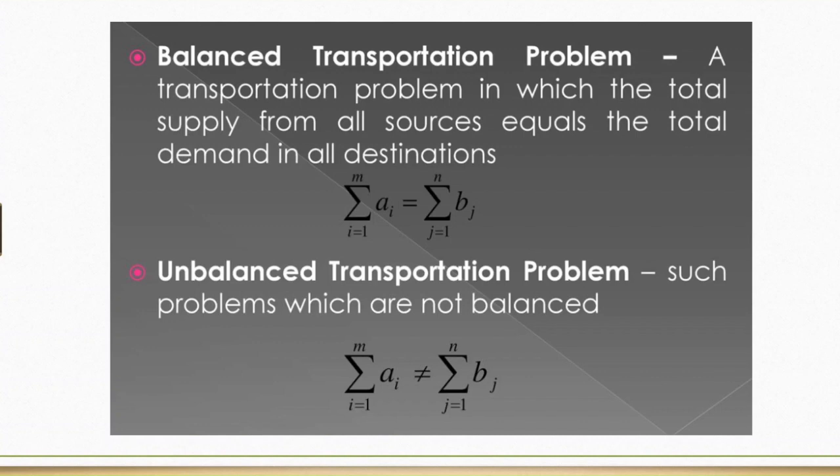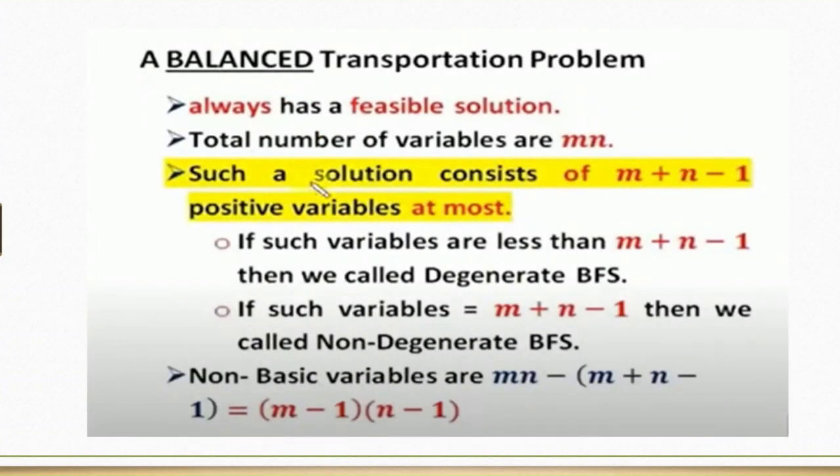Now the transportation problem is of 2 types, the balanced and the unbalanced. The balanced is when the total supply is equal to the total demand, so summation Ai is equal to summation Bj. If they are unequal, then it becomes an unbalanced transportation problem. Every balanced transportation problem has a feasible solution. So mostly we get balanced transportation problems only. If we get an unbalanced one, we'll have its own steps for how we can solve that.